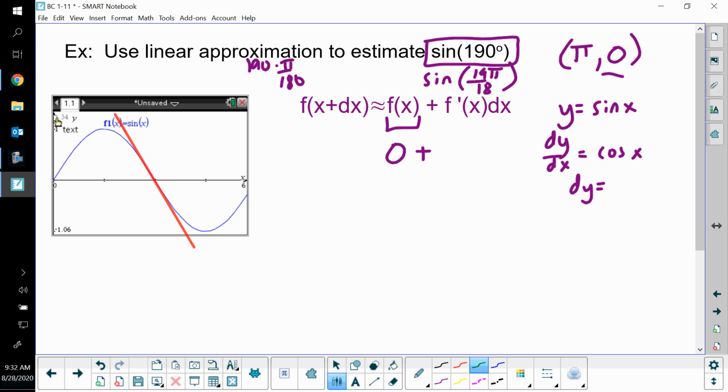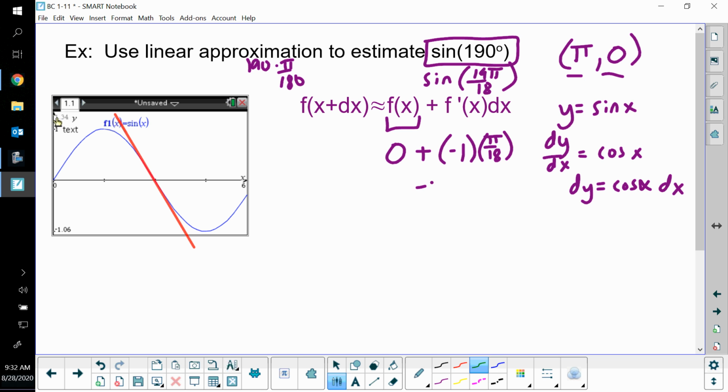So our differential is just cos x dx. So we will fill in pi to cos x, and that'll give us our -1. Our differential, how much did we change by? Well, our nice x value was just pi. 19 pi over 18 is adding pi over 18 to that.